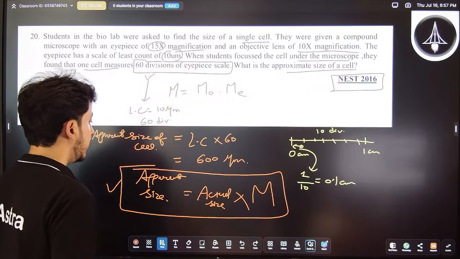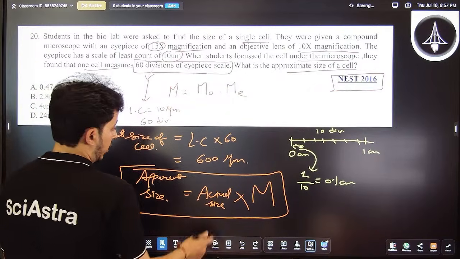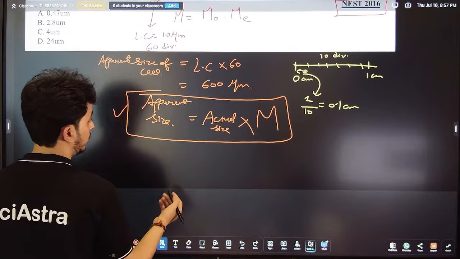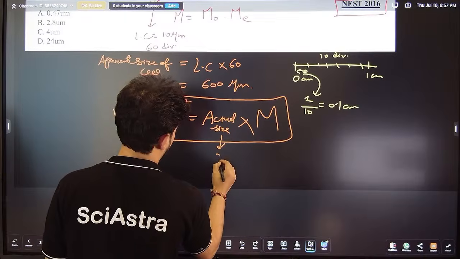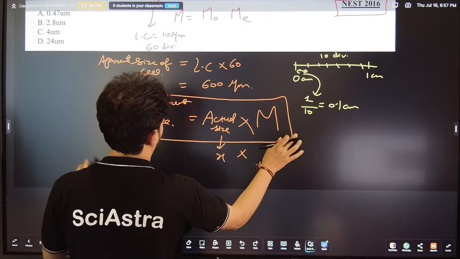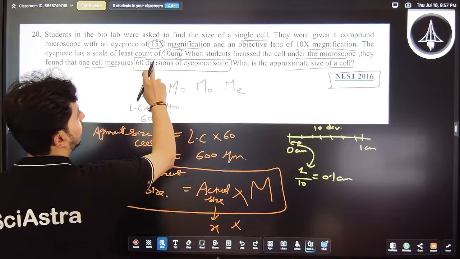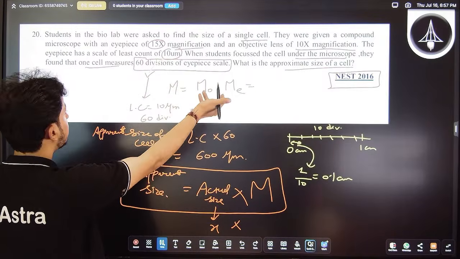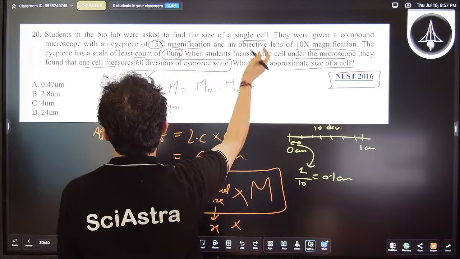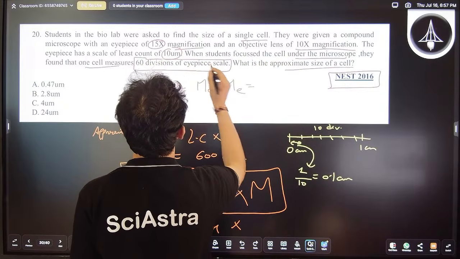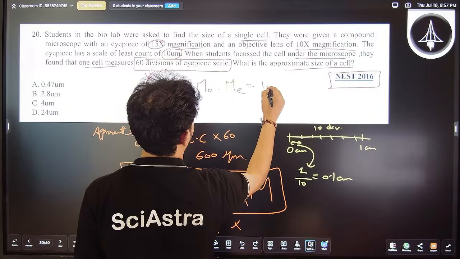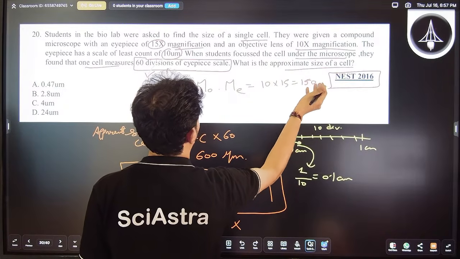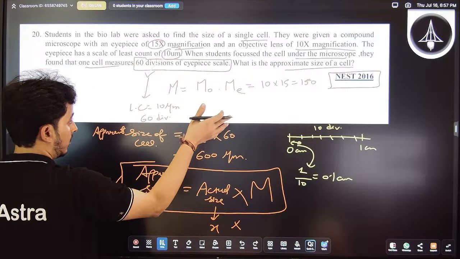Now you have to calculate the actual size, so let's say this quantity is x. What is the overall magnification? Overall magnification is MO into ME. MO is for objective, ME is for eyepiece. The eyepiece is 15x, the objective is 10x. So 10 into 15, that is 150. This is the overall magnification of this microscope.